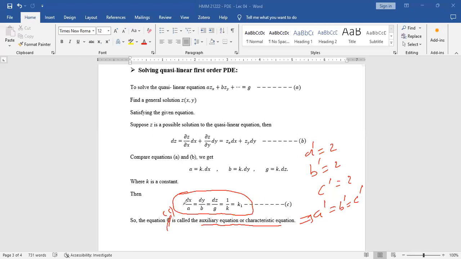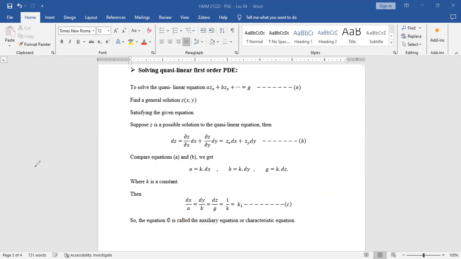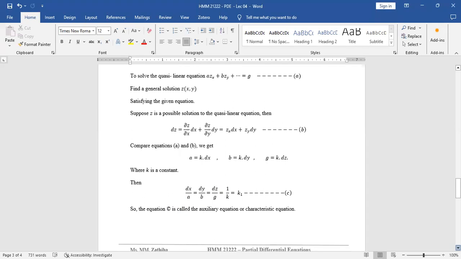If you have this kind of equation, we call it an auxiliary equation or characteristic equation, which you may also have heard of in ODE. I think we have 2 minutes more to end our session, and you can join again.